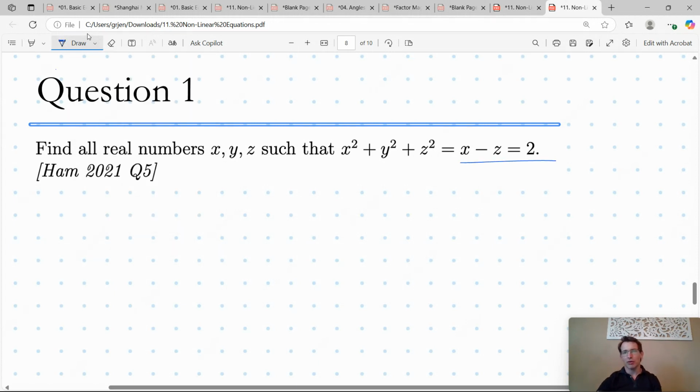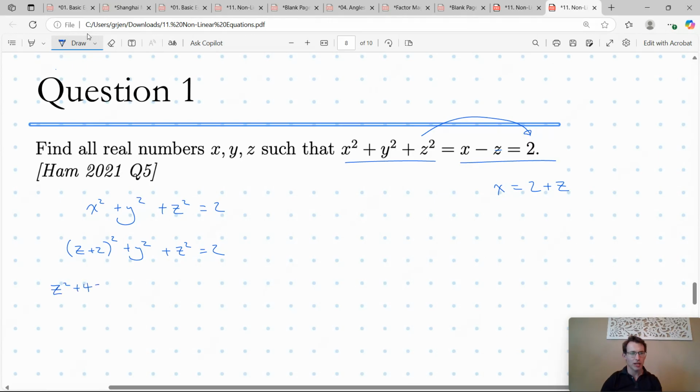Okay, we're going to start by doing the same thing over here. Just say x equals 2 plus z. Important to cross your z's here so that they don't look like 2's. Okay, and then let's work with this equation that equals 2 and see what we get. So we have x squared plus y squared plus z squared equals 2. We're going to substitute in for x, z plus 2. Z plus 2 squared plus y squared plus z squared equals 2. Z plus 2 squared is z squared plus 4z plus 4, plus y squared plus z squared equals 2.